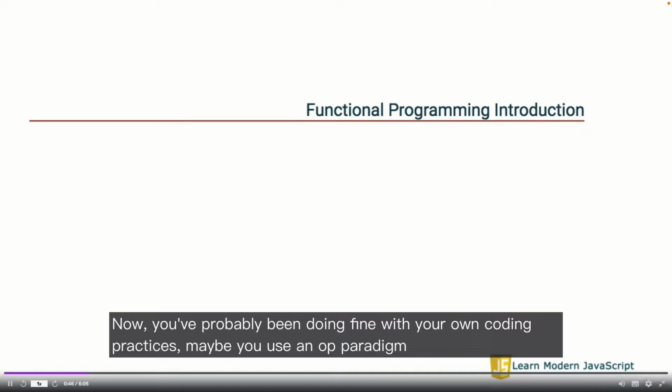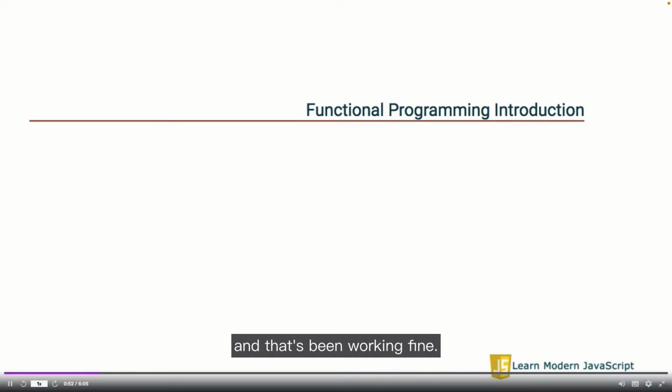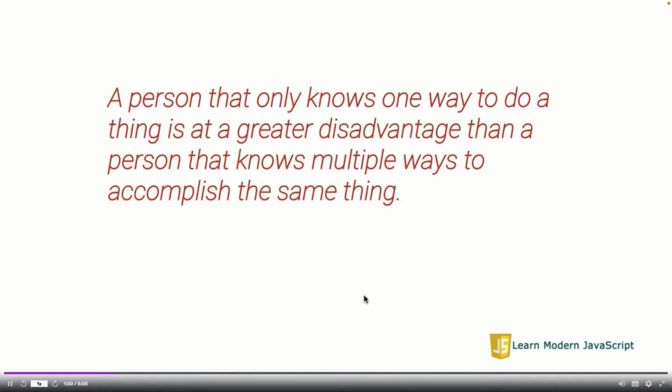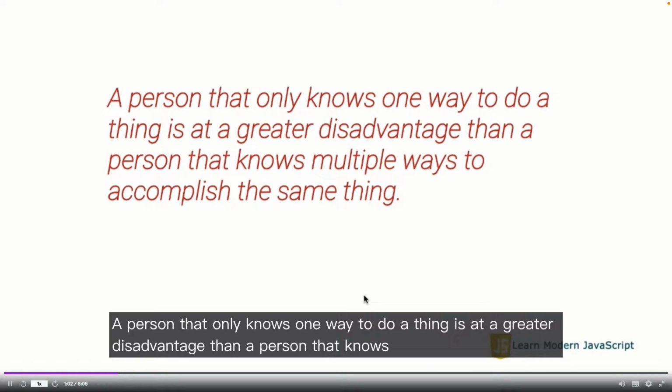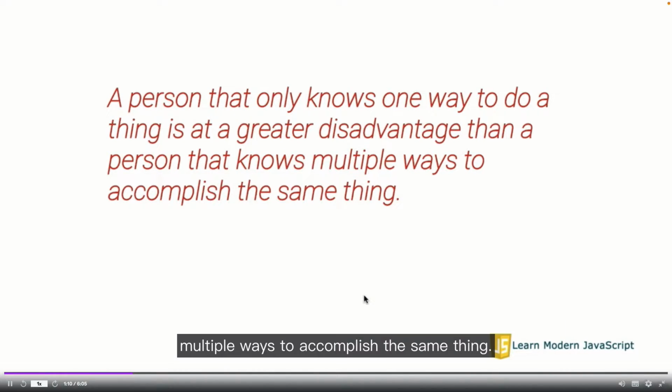Now, you've probably been doing fine with your own coding practices. Maybe you use an OOP paradigm and that's been working fine. So why learn functional programming? Well, for this reason. A person that only knows one way to do a thing is at a greater disadvantage than a person that knows multiple ways to accomplish the same thing.